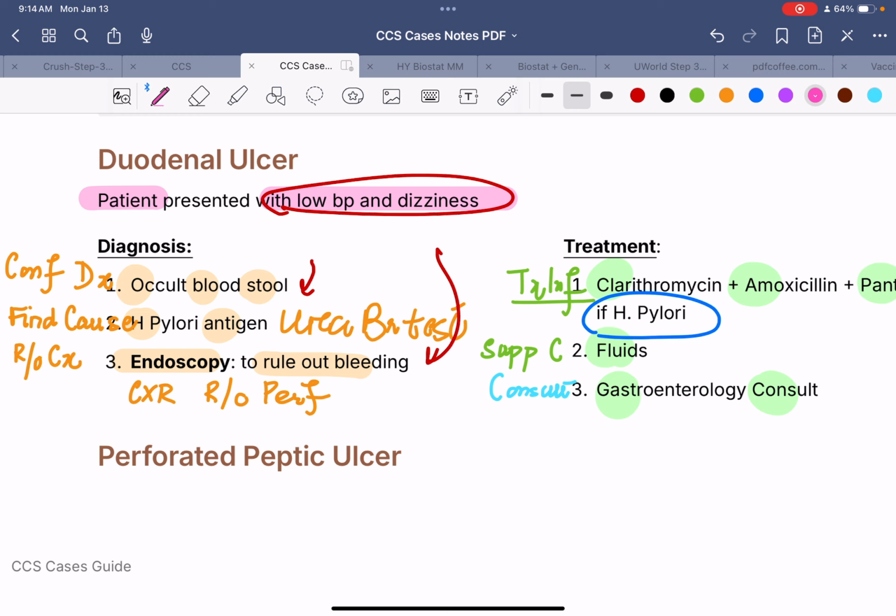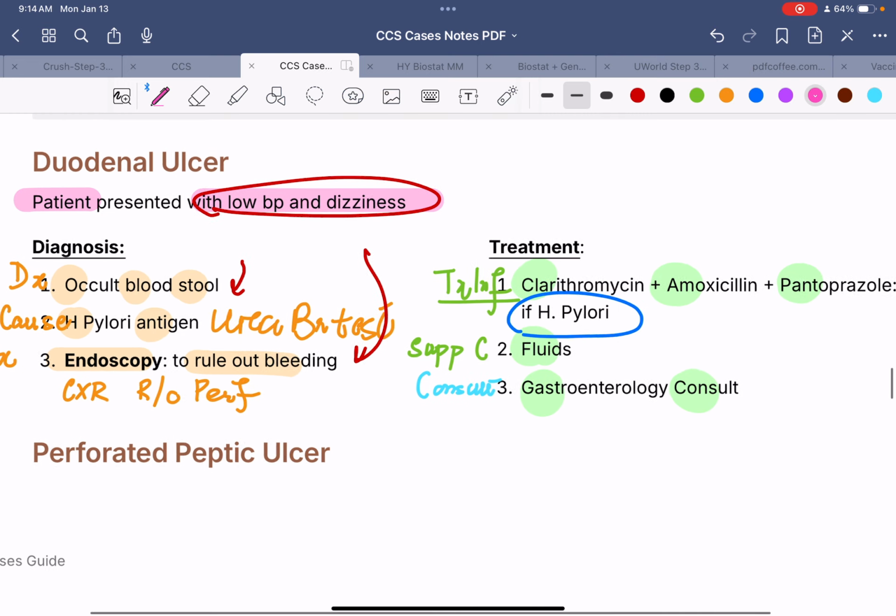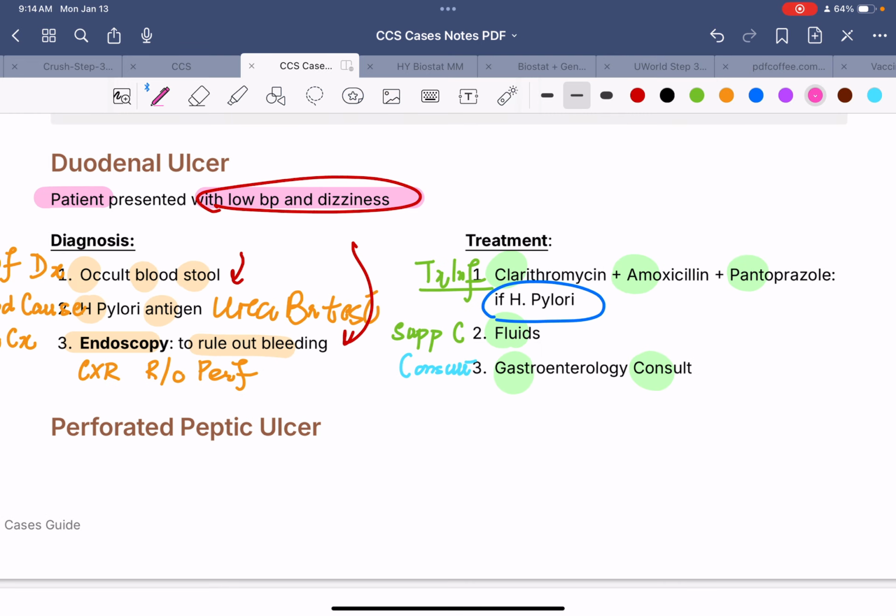Next, we will find the cause. So what is causing the duodenal ulcer? That would be H. pylori antigen and urea breath test, right? So confirm the diagnosis with fecal occult blood test along with an endoscopy, and rule out complications such as perforation with chest X-ray, and then find the cause with H. pylori antigen or urea breath test. Then comes the specific treatment. Of course, if it's H. pylori infection, you're going to treat him with clarithromycin, amoxicillin and pantoprazole.